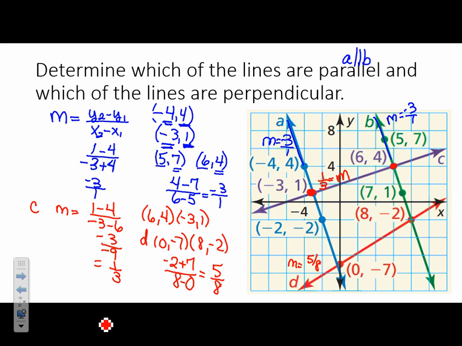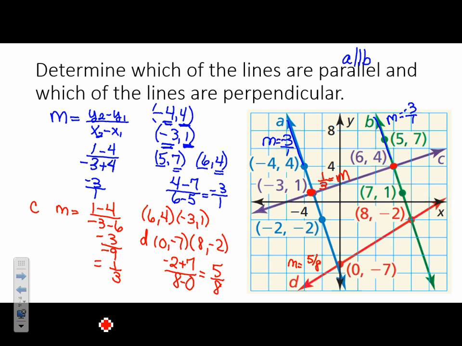Do we have any perpendicular lines? Yes. Which ones? C and D. Does everybody agree that C and D are perpendicular? Positive 1/3. Is it C and D? C and D? Nope. These guys have the same slope.